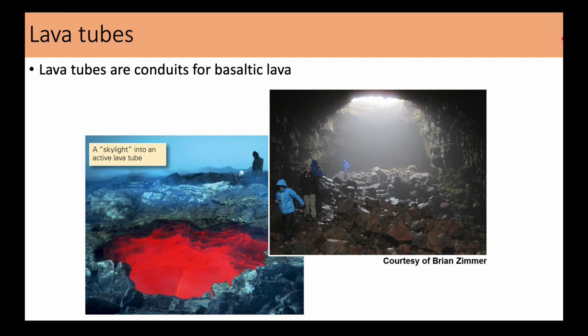So as it cools in that blob shape, it cools very, very quickly because it's in contact with the ocean. So it causes that pillow shape. That's why we call it pillow basalt. So you really only see pillow basalt underwater.